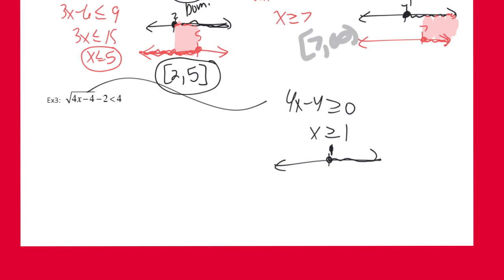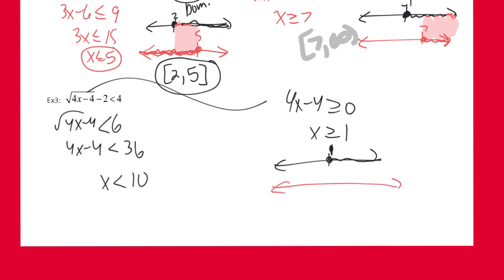Okay, if you solve it to find the answer, you plus 2, you get 6. And then the square root of 4x minus 4, square both sides, you get 4x minus 4 is going to be less than 36. Add 4, you get 40. Divide by 4, you get x is going to be less than 10. Okay, so I'm going to get another color. x is less than 10. Notice this is just an open circle at 10.